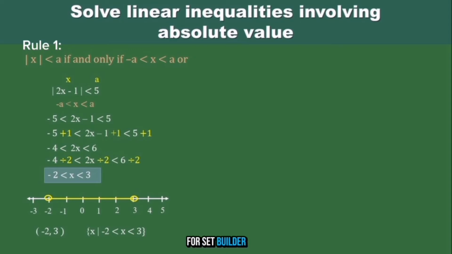For set builder notation, the set of all x such that x is greater than negative 2 and less than 3. This defines all real numbers x that are strictly between negative 2 and 3, excluding the endpoints negative 2 and 3 themselves. For interval notation, we have open parenthesis, negative 2, comma, 3, close parenthesis.